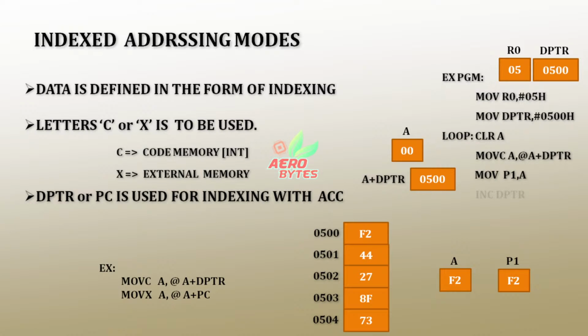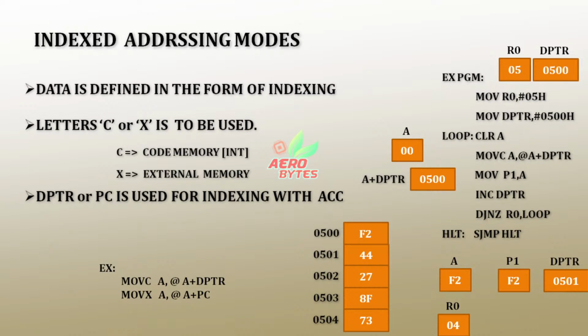Then increment data pointer. What is increment data pointer? The data pointer content gets incremented by 1, that is 501. DJNZ R0: first decrement R0. What is the content of R0? R0 content is 05. Here 05 is decremented by 1, that is 04. The 04 is transferred to R0. Is it 0? No, R0 has the content 04, so it is not 0. If it is not 0, jump to the location loop. So the loop location is jumped to.